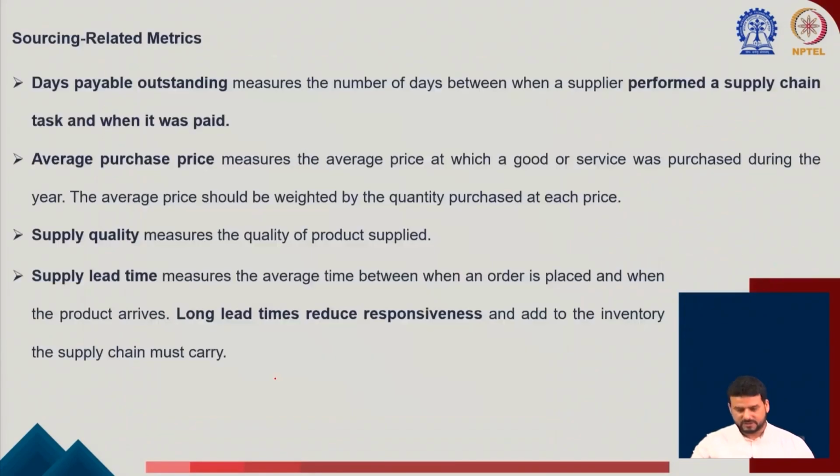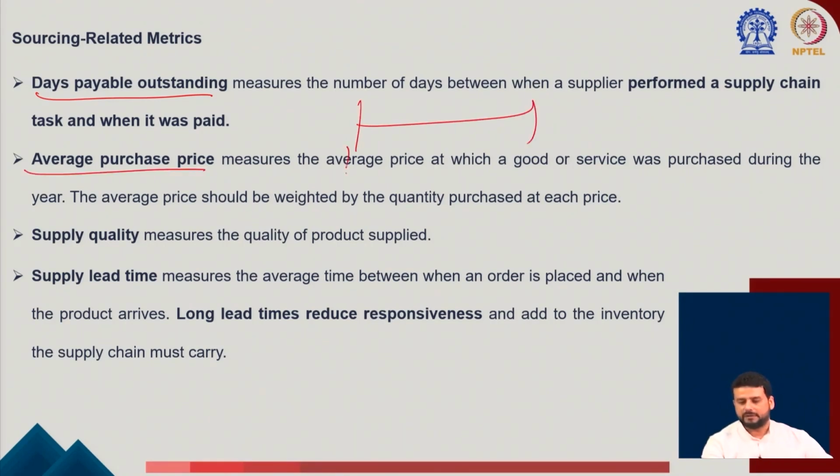Sourcing related metrics, quickly we will go through. What are the performance parameters? If you look at sourcing, days payable outstanding: when you are transporting the product and when you are getting paid by the customer. That customer can be a retailer for the distributor, or a distributor for the manufacturer, right. Average purchase price throughout that period, from day 1 to day 30 in that month, maybe you purchased 5 lots, and the quantity in each lot is maybe different, right.